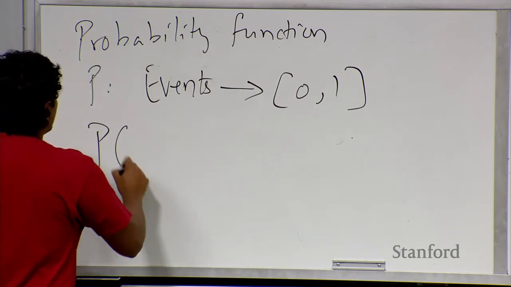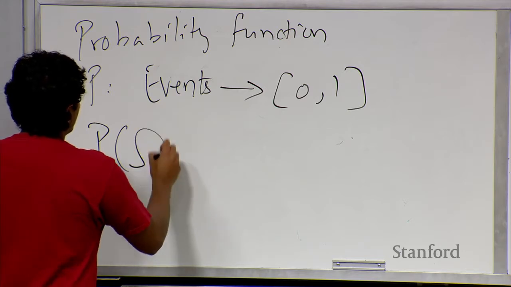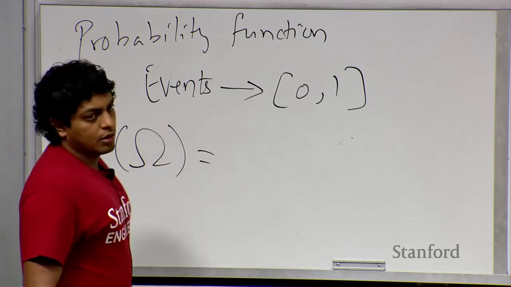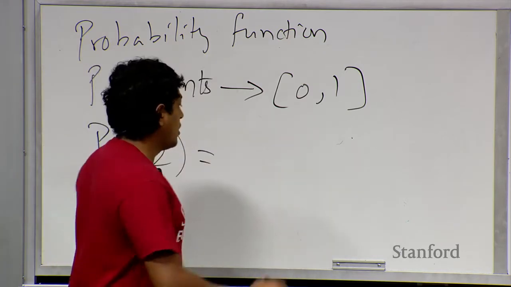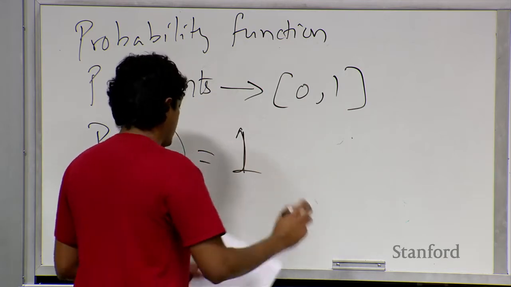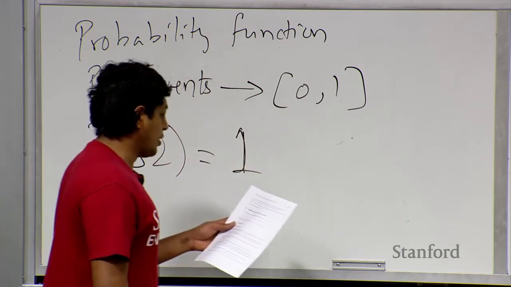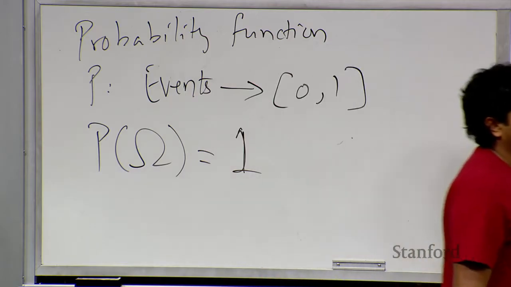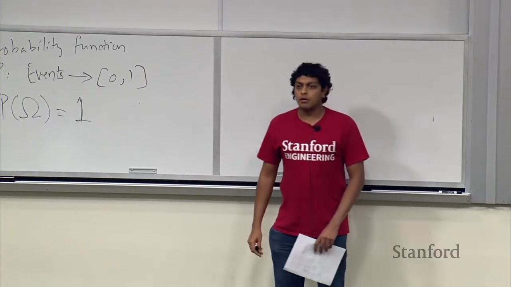What would P of omega be? 1. All right. And then we will go to the concept of unions and intersections.